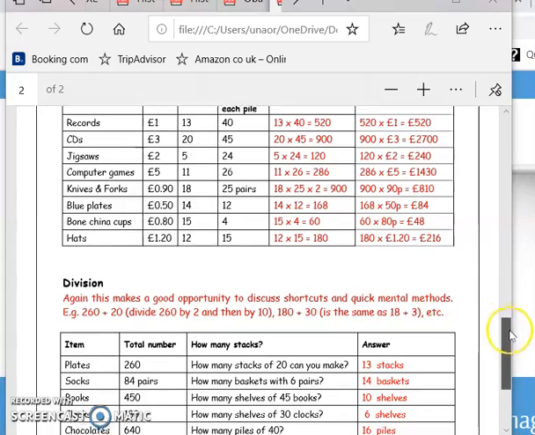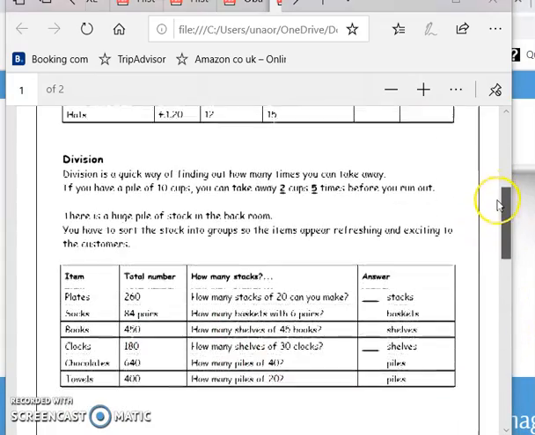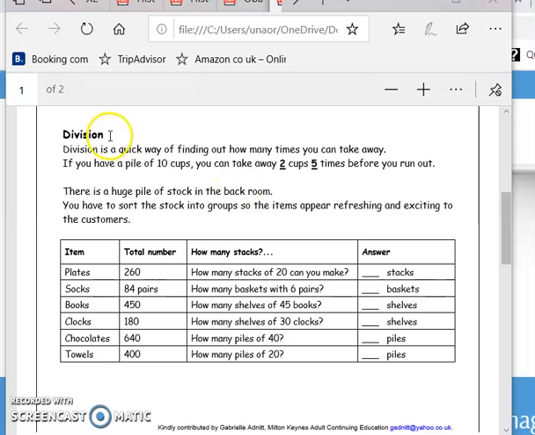So let me fly back up here to the division. Now, division, as we've said before, is a quick way of finding out how many times you can take away. You can take away 2 cups 5 times before you run out, or you're left with none. But that's slow. We don't want to be doing takeaway over and over again. That's why we do division. There's a huge pile of stock in the back room. You have to sort the stock into groups so the items appear refreshing and exciting to the customers.